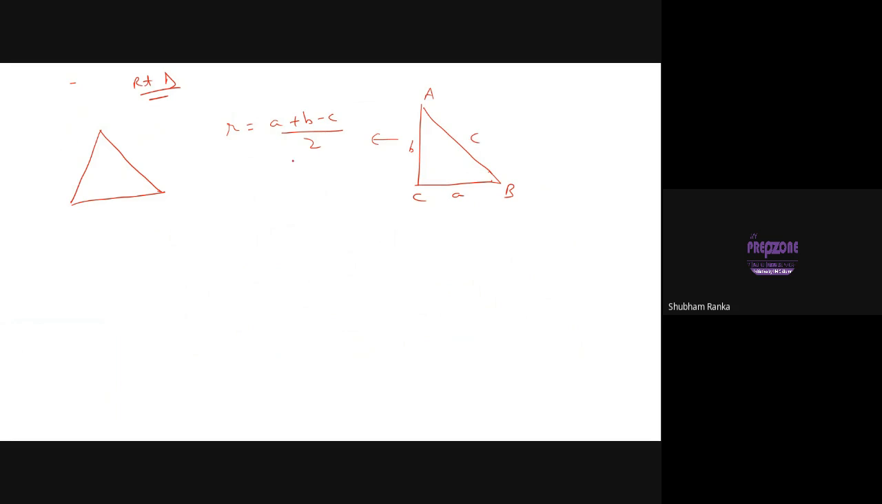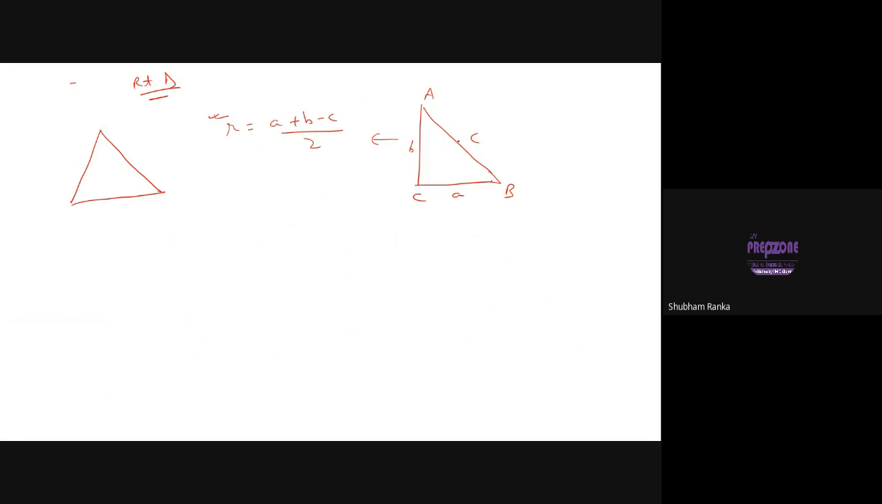Actually, let me just redraw this figure once to align it to the convention. So this is a right triangle, let's say. This would be A, this would be B, and this is C, the hypotenuse. So for this triangle, the inradius would be A plus B minus C whole upon 2, which is the legs of the triangle minus the hypotenuse, whole half, will give you the inradius.